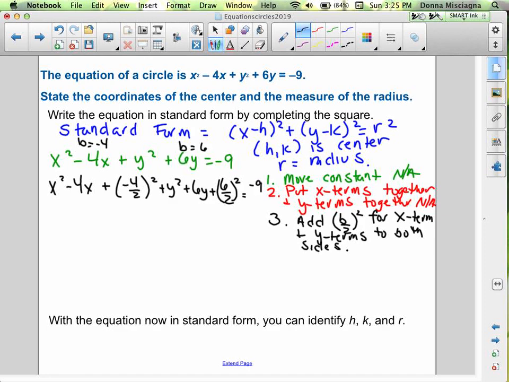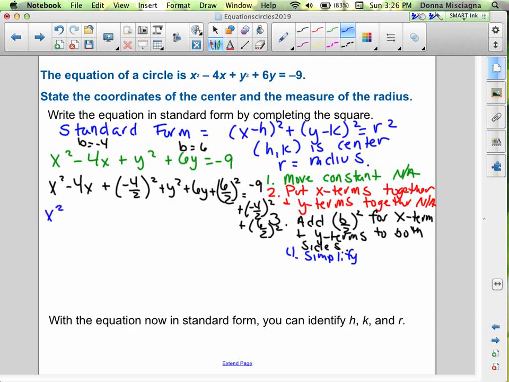So we have the equals negative 9 over there, and we've added (negative 4 divided by 2) squared and (6 divided by 2) squared. If we do it to one side, we do it to the other side. Otherwise, the equation doesn't balance, and you'd have a nonsense number for your radius, because your radius can't possibly be negative. It's a measurement. Now let's simplify everything. Step 4 is to simplify: divide by 2, square, and add the numbers together.